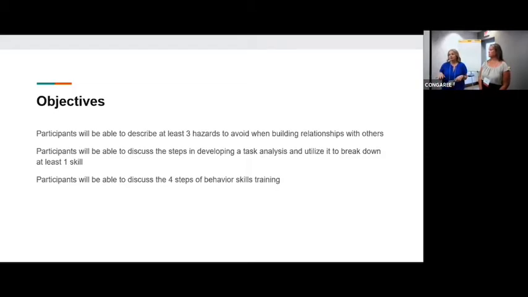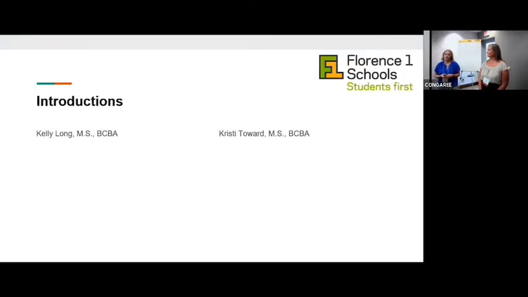So we are going to talk about a lot of things that we want you to do, but first we're going to start with some things that we want you to avoid. We're also going to talk about how to develop a task analysis, which is a way to break down a skill that you'll be able to utilize to teach skills and to measure them when you're collecting data for IEPs or reporting. And another thing that we are going to work on is behavior skills training. So that's something that you're going to be able to use with your students when you're teaching them new skills. So those are all the things we're going to try to squeeze into 3 hours today.